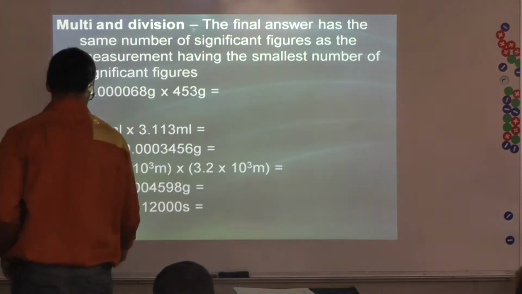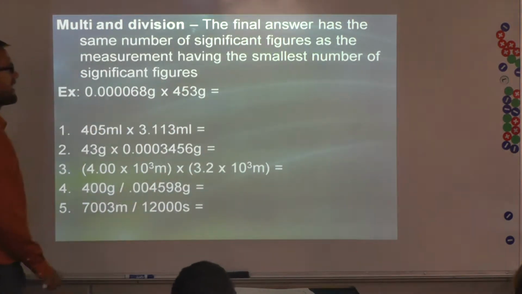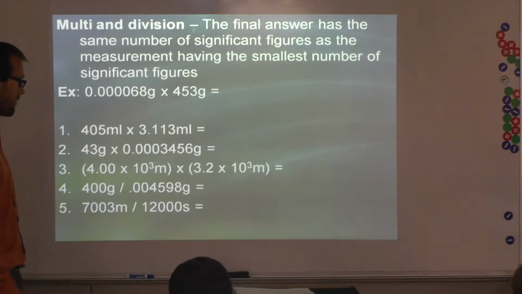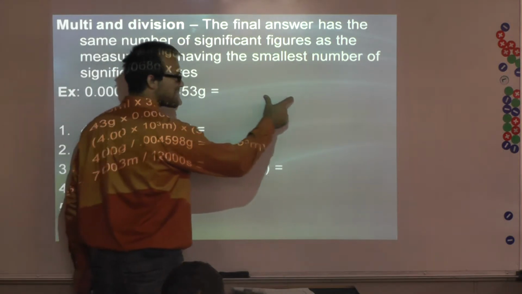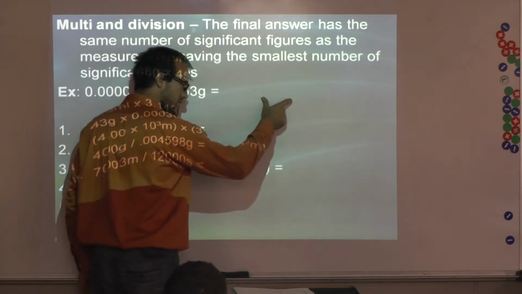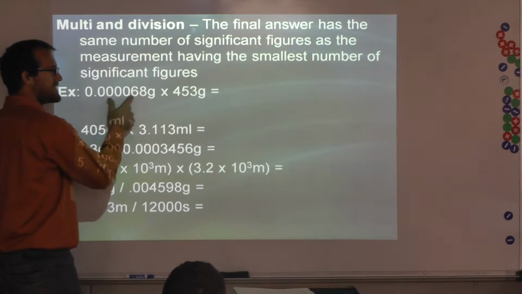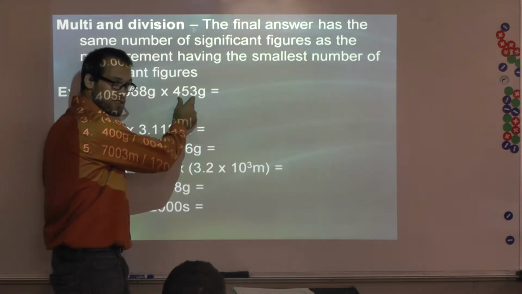Okay? Here we go. It says, the final answer, or what we would write as our answer, has to have the same number of significant figures as the measurement with the smallest number of significant digits. So what this is saying is, whatever my answer is, I need to round my answer so it has the same number of significant digits as my measurement that has the least amount of significant digits.